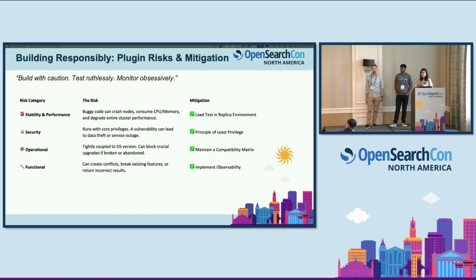To prevent this, maintain a compatibility matrix, and build and test your plugin for each targeted version. Plugins can cause some functional risk as they can cause conflicts, break existing functionality, or return incorrect results as well. So you need to have proper structured logging and expose health and performance metrics from the plugin.